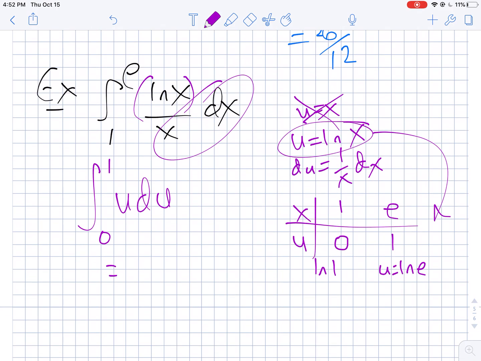And now that works out really nicely because that's just u squared over 2 going from 0 to 1. So that's just 1/2 minus 0 or 1/2. Okay, so that's how you will do a definite integral like that.